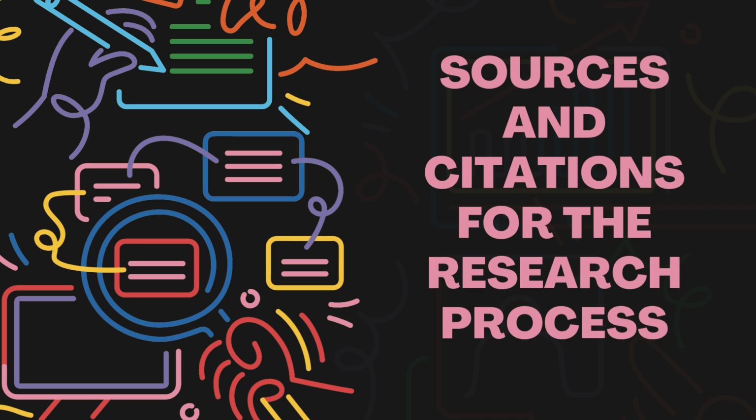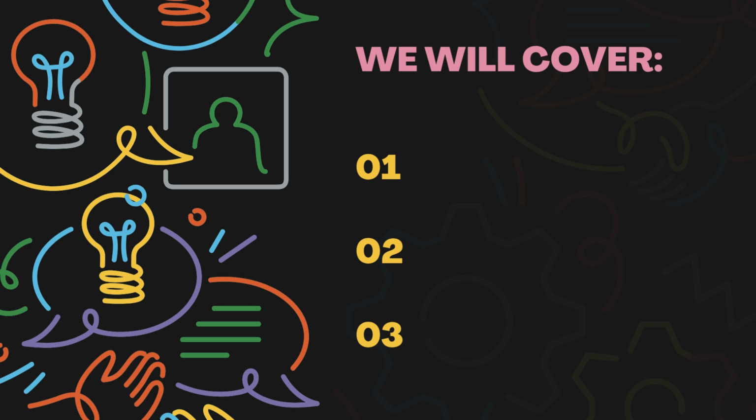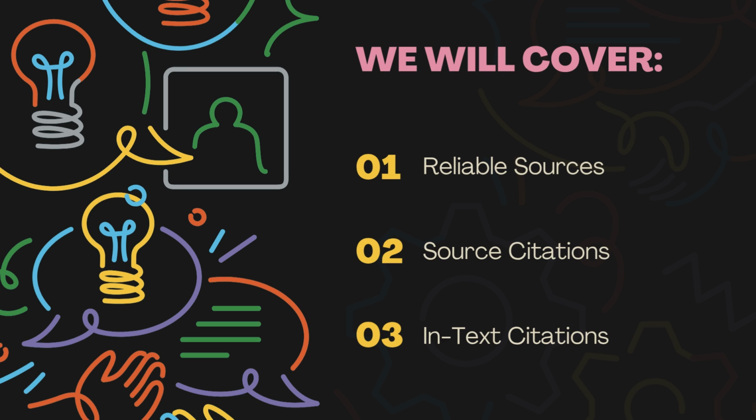So now that you've created your research questions, it's time to start the research process. The research process is a little more than just finding evidence. We need to be able to find reliable sources, create source citations for those sources, and then make in-text citations for the source citations. It sounds like a mouthful, but once you see how it's done, it will be a piece of cake.